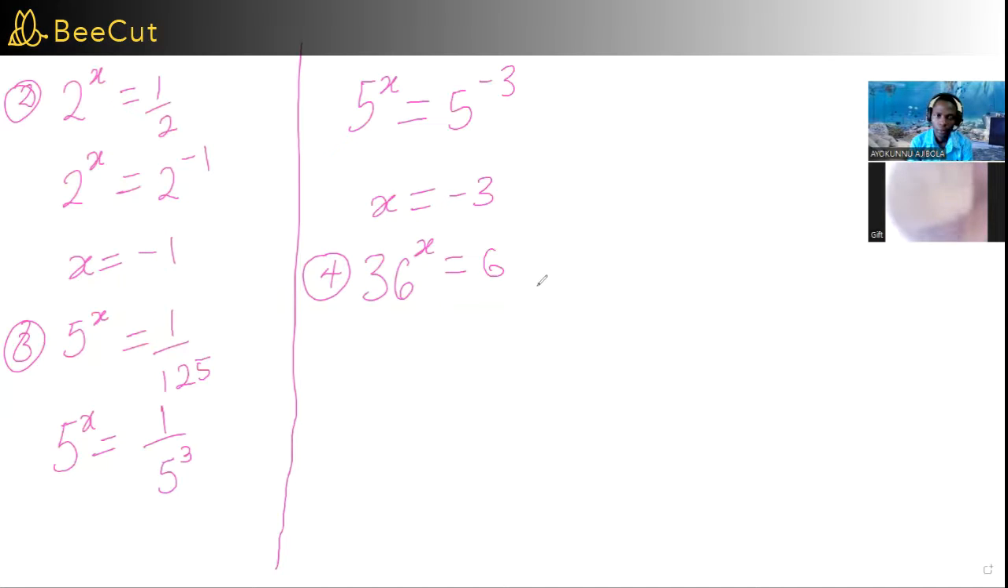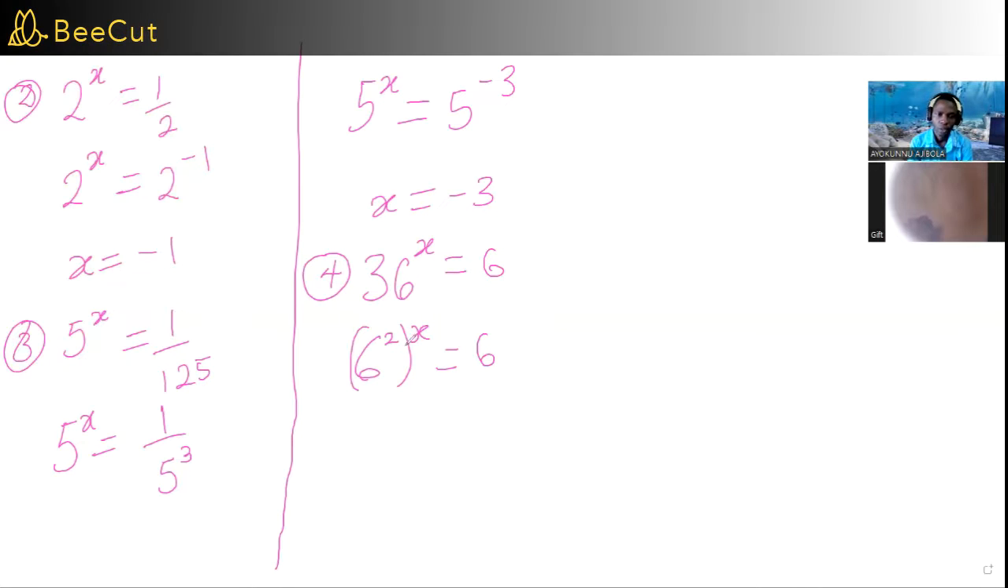How can 36 raised to power something give me 6, which is a number less than 36? Okay, that is possible. It depends on what the value of x is. If x is 1, obviously 36 raised to power 1 is not equal to 6. So let us see what that should be. Let's firstly consider the factor side, that 6 is a factor of 36, and we have 6 squared all raised to power x also equal to 6.